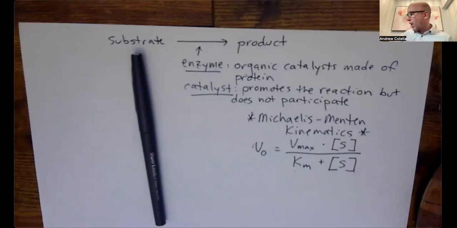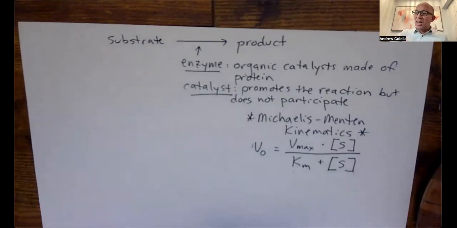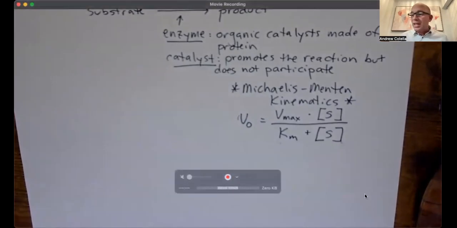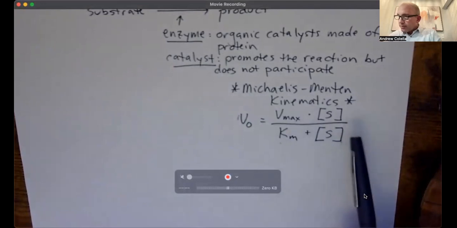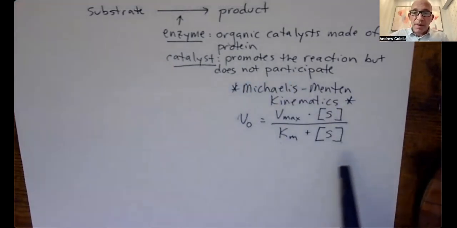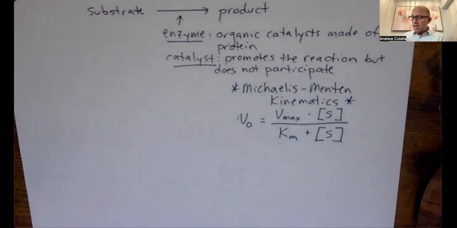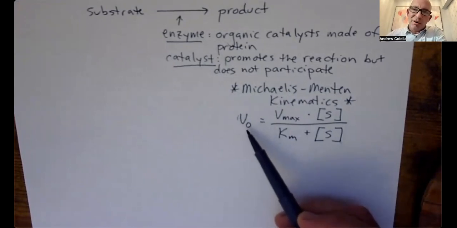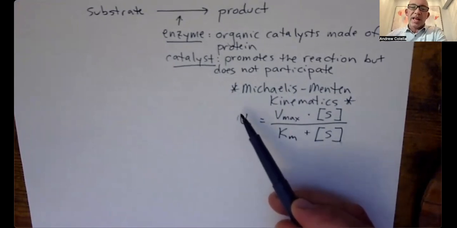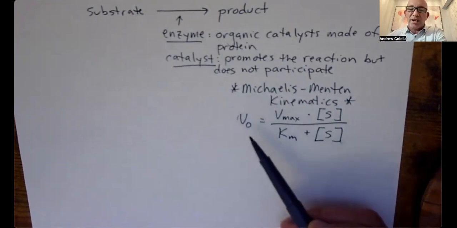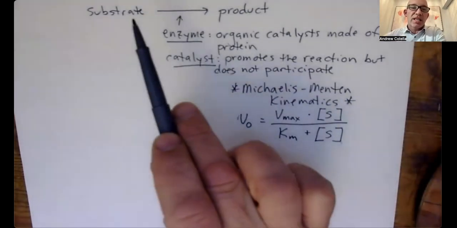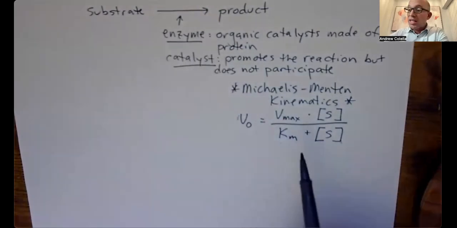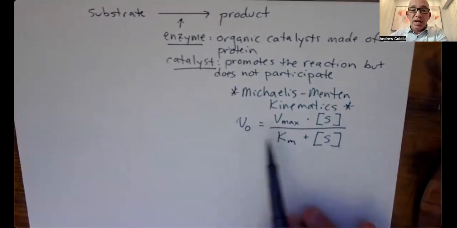So if we go back to the question, it says to assume that the Michaelis-Menten kinetics relationship holds. Well, here it is, and this mathematical relationship is something we're going to have to know. Let's break down each individual component here. V naught, the V with the zero down there, is the actual rate of reaction. It's how fast this substrate is being converted into this product in the presence of the enzyme. That's the actual rate of conversion.